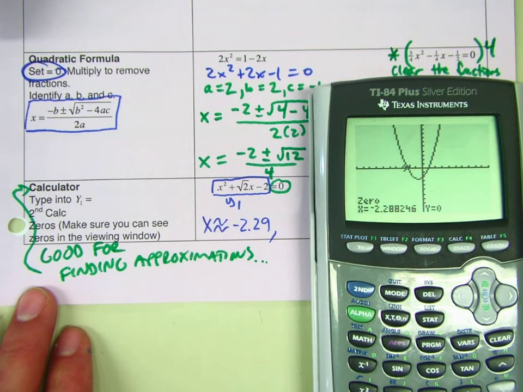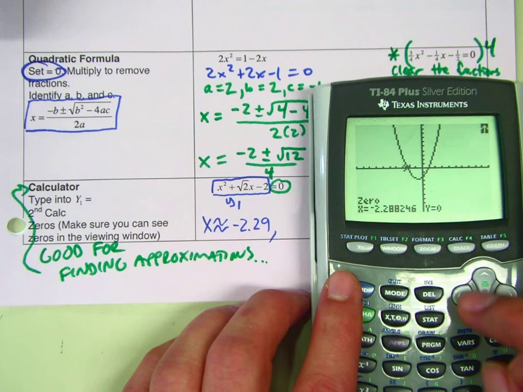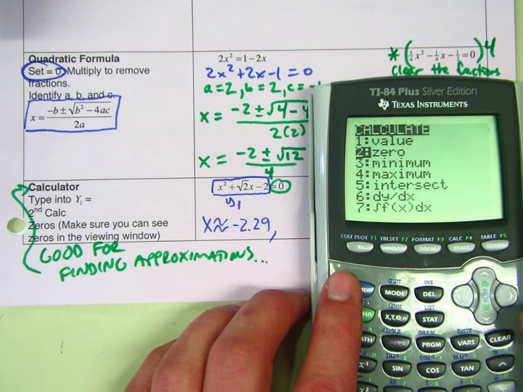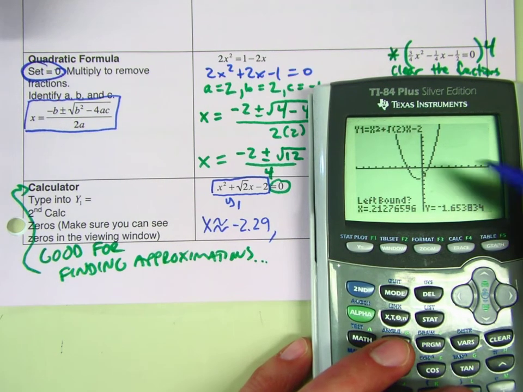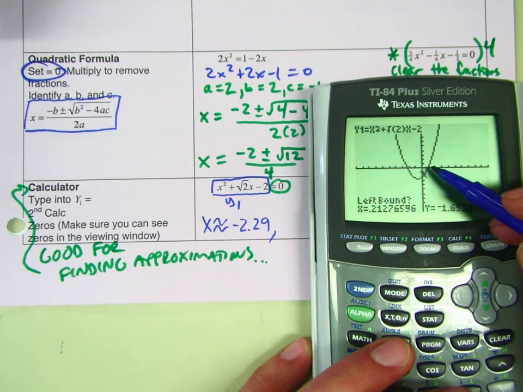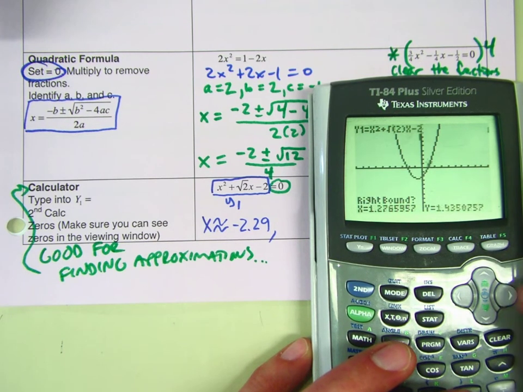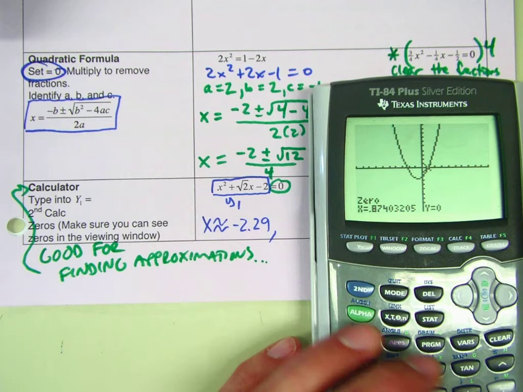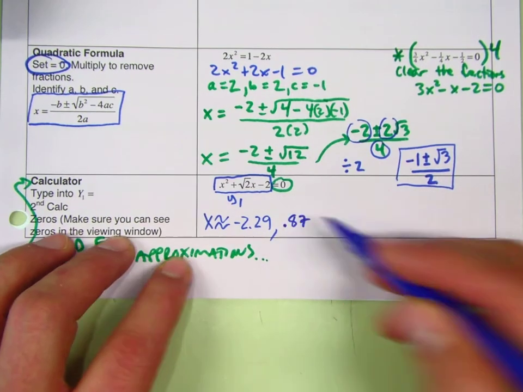What are we getting? 0.87. Okay? Again, if you aren't getting that, second trace, 0. Make sure you're to the left of that x-intercept right there, which I am. And then get to the right, and there it is, 0.87. Okay?